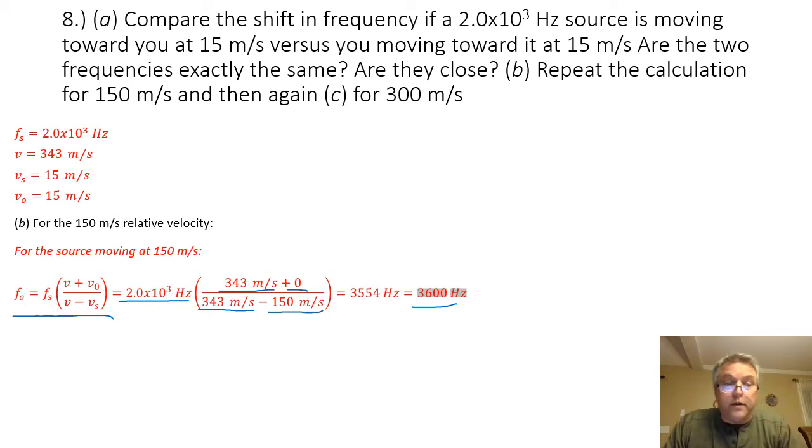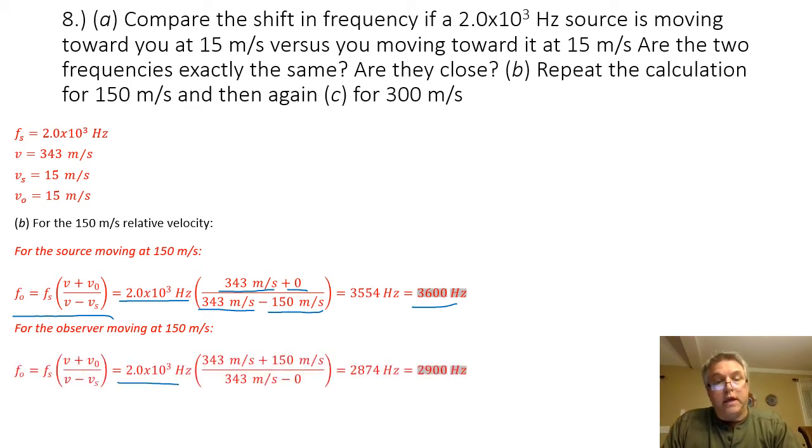And now I'm going to repeat the operation, but now having the source be stationary and the observer moving toward the source at 150 meters per second. Once again, plugging in my frequency and velocity for the sound wave, but now my source is stationary, so their velocity is 0. My observer is moving toward the source at 150 meters per second, so again, their velocity is positive, so it's plus a positive 150 meters per second, and that will give me an observed frequency of 2900 hertz rounded to two significant figures.